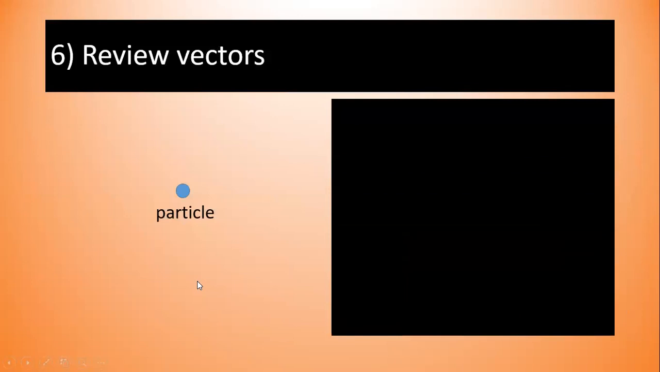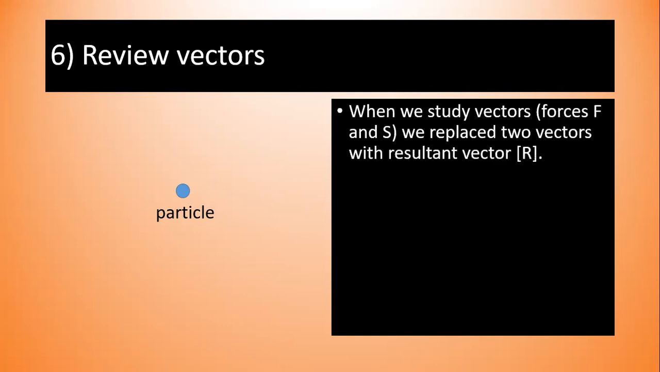Right? Let's review our vectors that we have learned in topic 1, chapter 1. When we study vectors, forces F and S, that's our force F, that's our force S. Right? To find the resultant, we complete our rectangle or parallelogram, and then we place the two forces with the diagonal. That's the resultant force, R. Right? Resultant, instead of these two forces, we replace them with R.